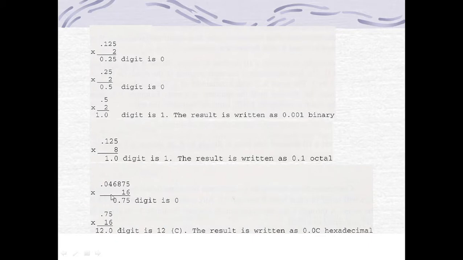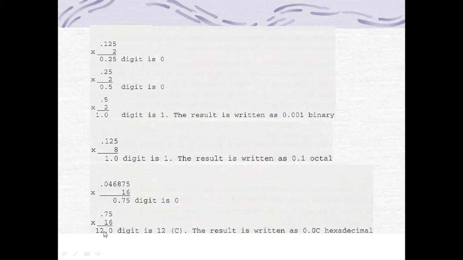And here is another example where we have a big number, 0.046875, and we want to convert this to base 16. So just multiply this with base 16, we get 0.75. This 0 is the whole digit which we save, and 0.75 is not a 0, so we continue multiplication with base 16. So 0.75 is multiplied with 16, we get 12.0.